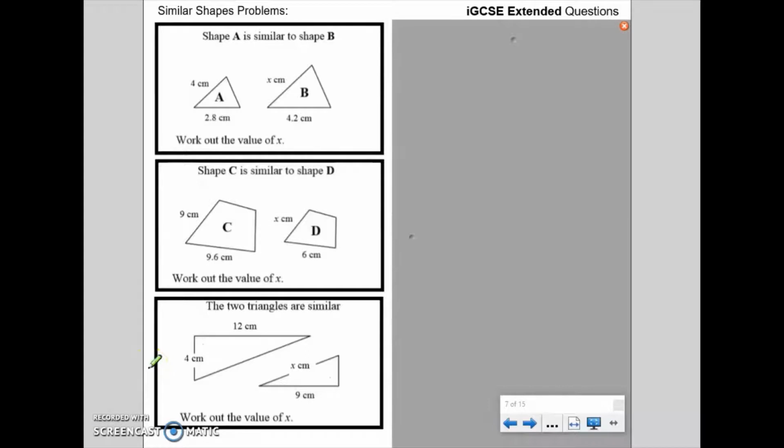So now it's your turn to have a go at a few similar shape problems. I've put 3 questions on the screen. For each question, can you use your knowledge of finding the scale factor and then using that scale factor to complete the question? So could you please have a go at these 3 questions showing me your full working out? Could you pause the video now, please?